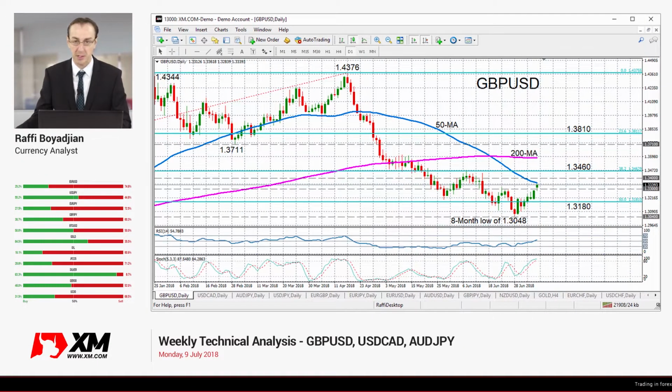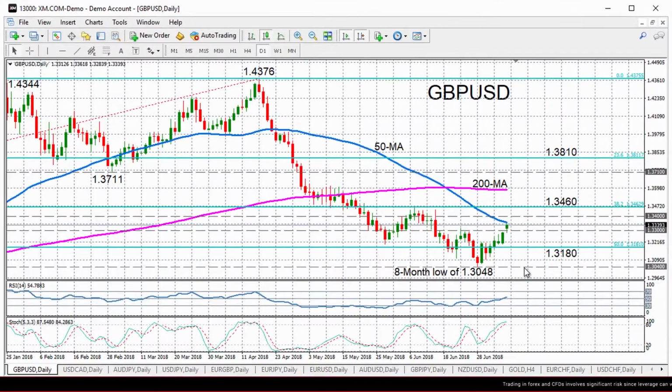The pairs we're going to be looking at for this week are the pound dollar, USDCAD, and the Aussie yen pairs. We're going to start first with pound dollar. We can see there's some strong upside momentum in the near term. RSI has crossed into positive territory above 50. But if you look at the stochastic oscillators, they've already crossed into overbought levels above 80. So we could potentially see a downside correction in the very near term.